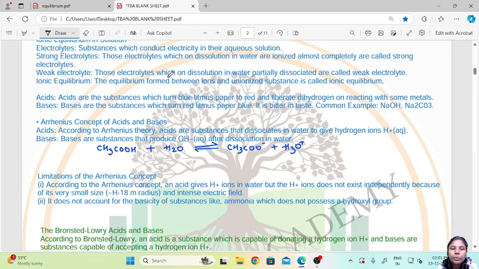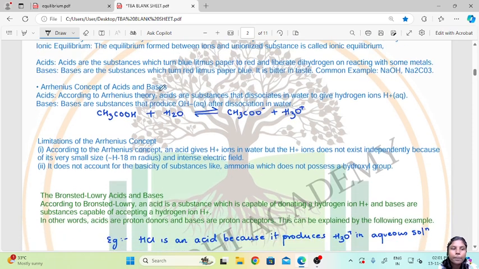Now what is exactly this ionic equilibrium? The equilibrium that is formed between ions and unionized substances is called the ionic equilibrium. Just now we discussed that we have strong and weak electrolytes, so we have ions which are getting ionized and the ones which are not getting ionized. The equilibrium that forms between these two kinds of substances is known as the ionic equilibrium.